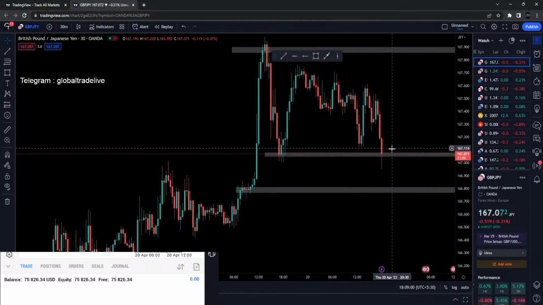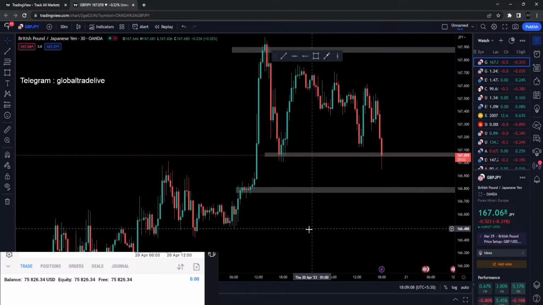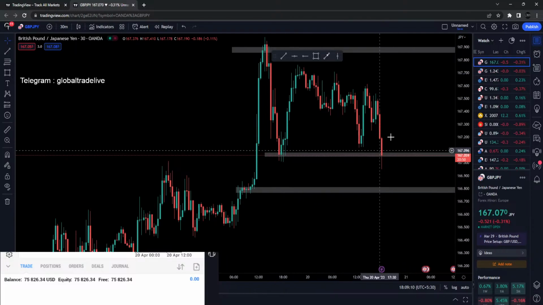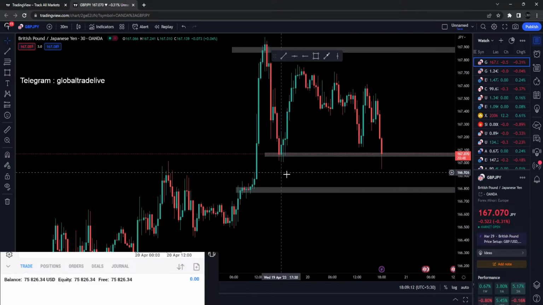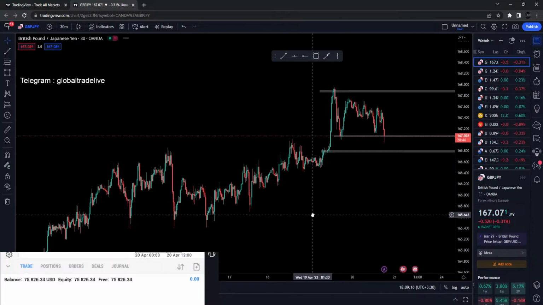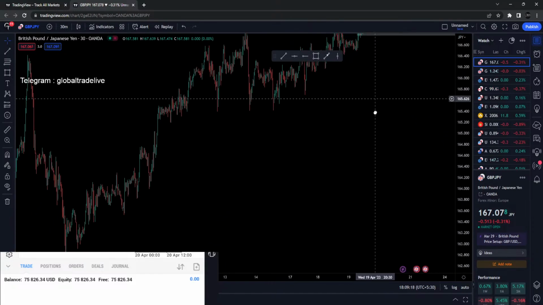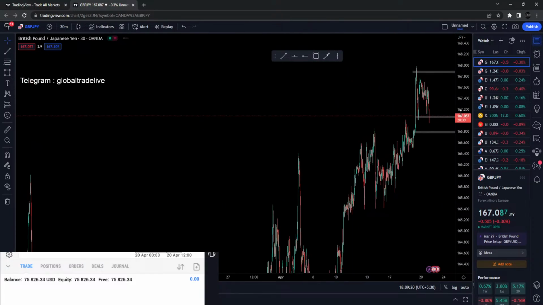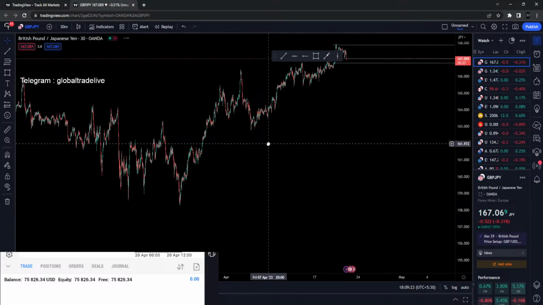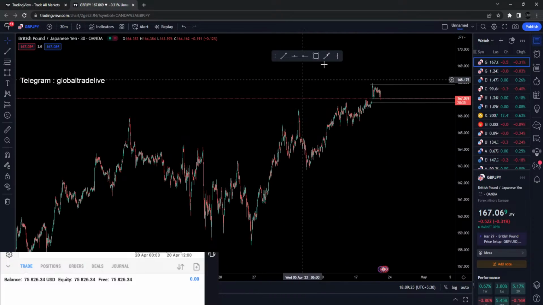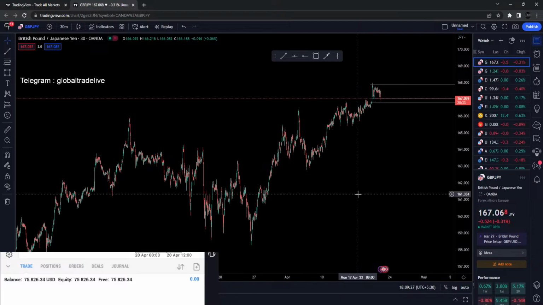Like in this case, I really need a resistance to be formed, or something which tells me that okay, this is a high probability setup and you can execute a trade on it. So I'm just gonna wait over here. Everything is perfectly drawn, every level. So now let's have a look at the trend lines. If I look at the bigger picture, then what do we have? Okay, there's a channel over here.